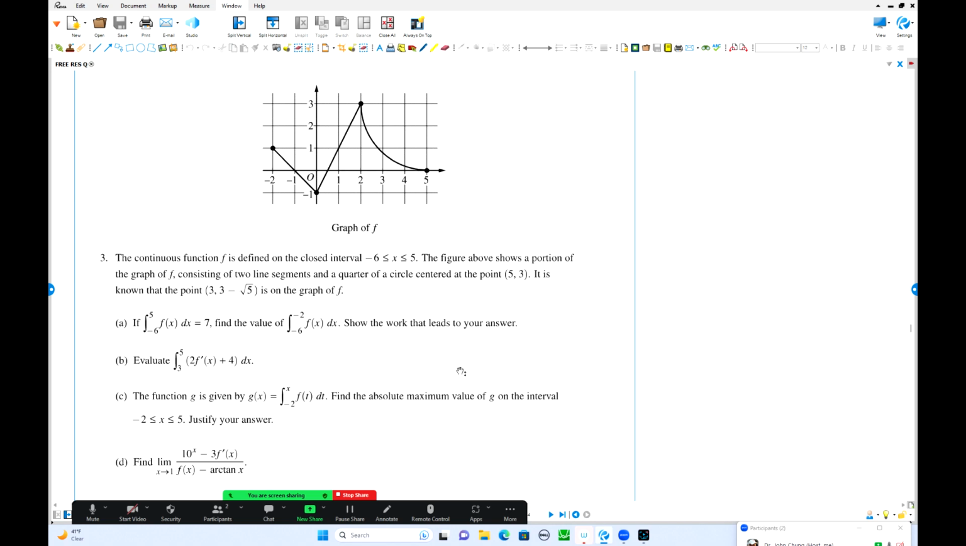The figure above shows a portion of a graph of f consisting of 2 line segments, okay? We have one line segment here, another here, and this is the quarter circle, right? Yeah, that's the center over here. They said this is the center, 5 and 3 is the center. It is known that the point at x equals 3 is 3 minus square root 5. That's the height of it, a little less than 1, okay? Because well, square root 5 is 2.2275, something like that.